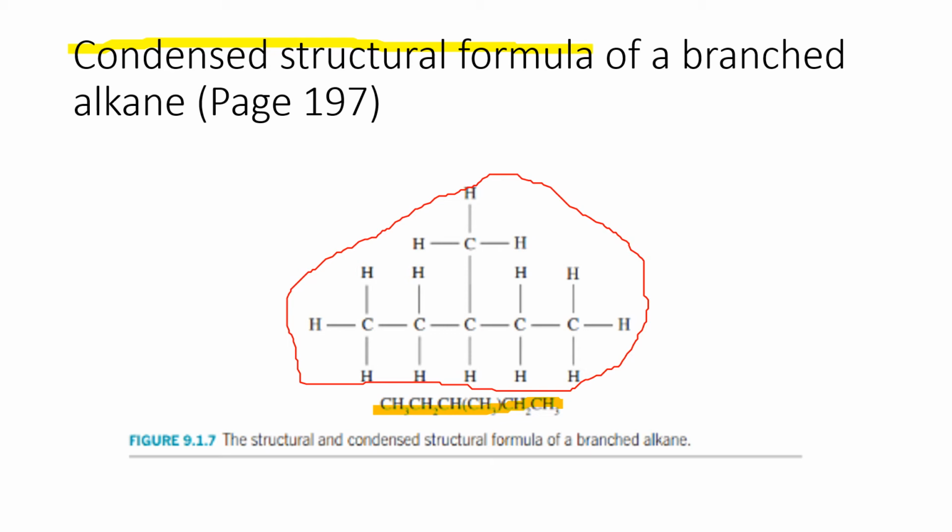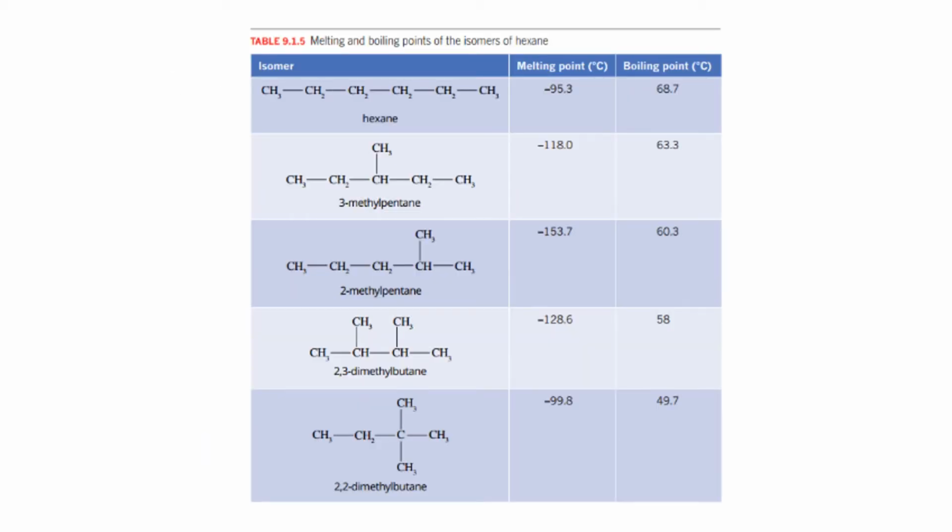Moving on to the next slide. Alright, so if you look at this particular slide, it tells you about the melting and boiling point of the structural isomers of hexane. Hexane, based on what we discussed, has 6 carbons. So if you have hexane, you have 3-methylpentane. If you have 2-methylpentane, you have 2,3-dimethylbutane. We have 2,2-dimethylbutane. Once again, I will be guiding you through on how we name this.